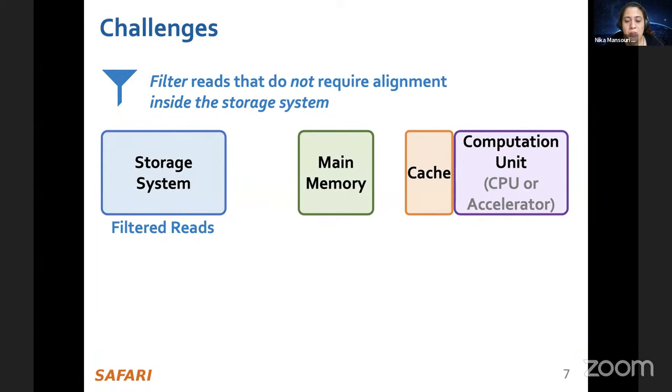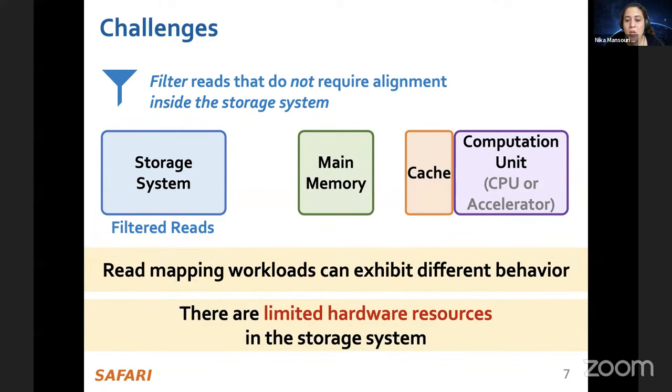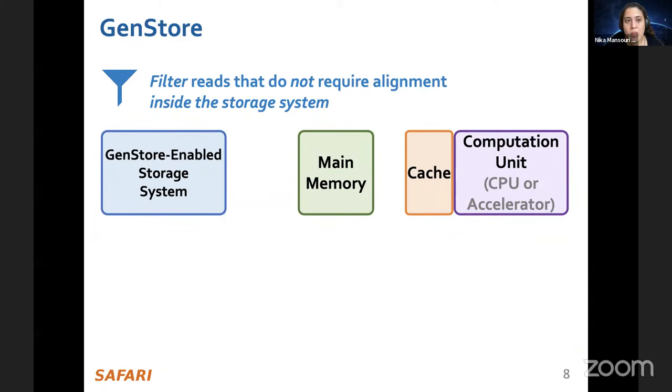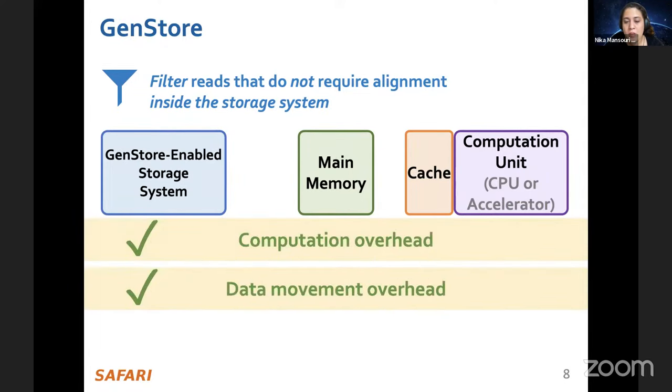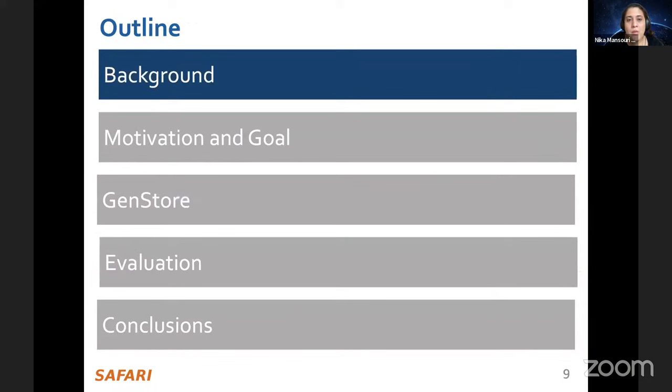But doing this filtering operation inside the SSD is challenging because read mapping workloads can exhibit different behavior, and there are limited hardware resources in the storage system. By addressing these challenges, we propose GenStore, which is the first in-storage system for genome analysis. It can reduce both computation overhead and data movement overhead from storage. And it provides a large speedup and energy reduction compared to state-of-the-art software and hardware baselines. So that was the overview of my talk.